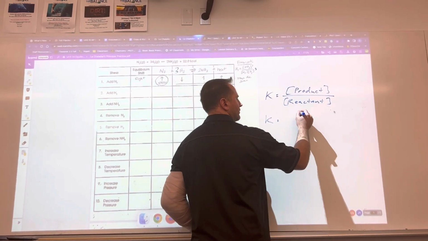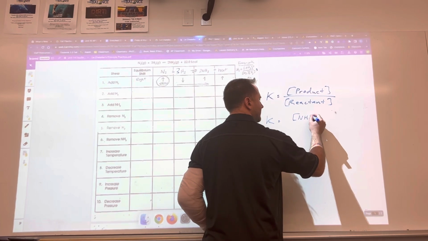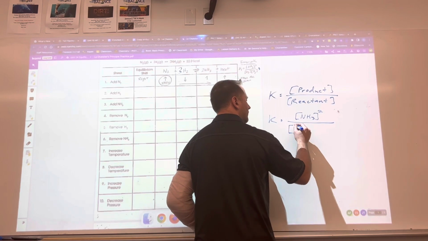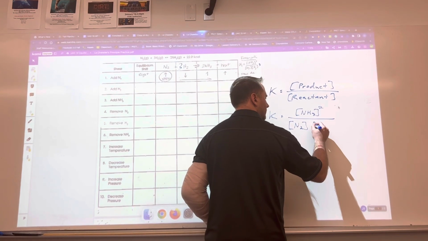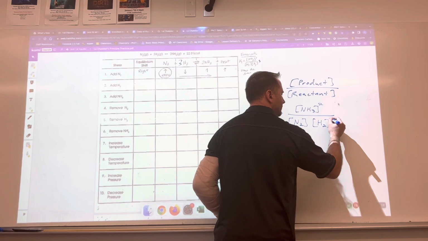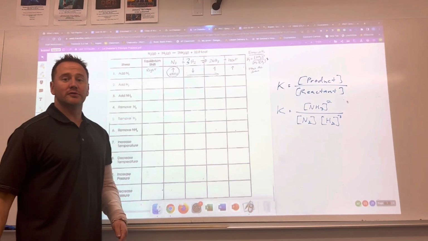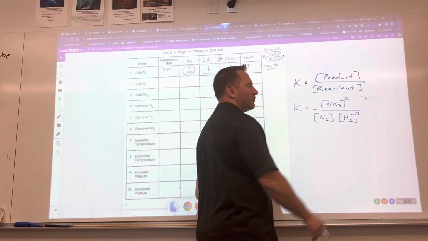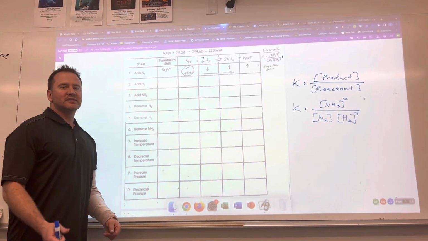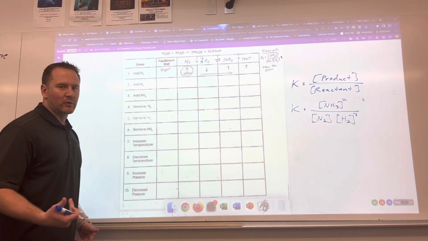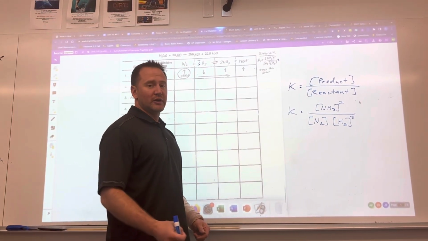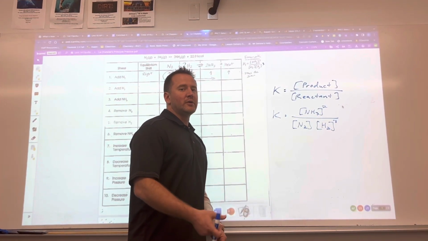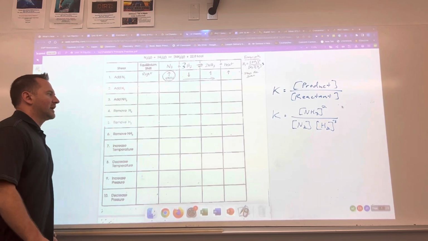Our K is going to be equal to ammonia, which is NH3, raised to the second power because it has a coefficient of 2, over N2 and H2 to the third because it has a coefficient of 3 in the balanced chemical equation. So anything we do that makes the numerator bigger than it should be at equilibrium is going to be compensated for by going backwards. And anything we do that makes the numerator smaller than it should be at equilibrium is going to push the reaction forwards. And we can say the same thing about the reactants as well.